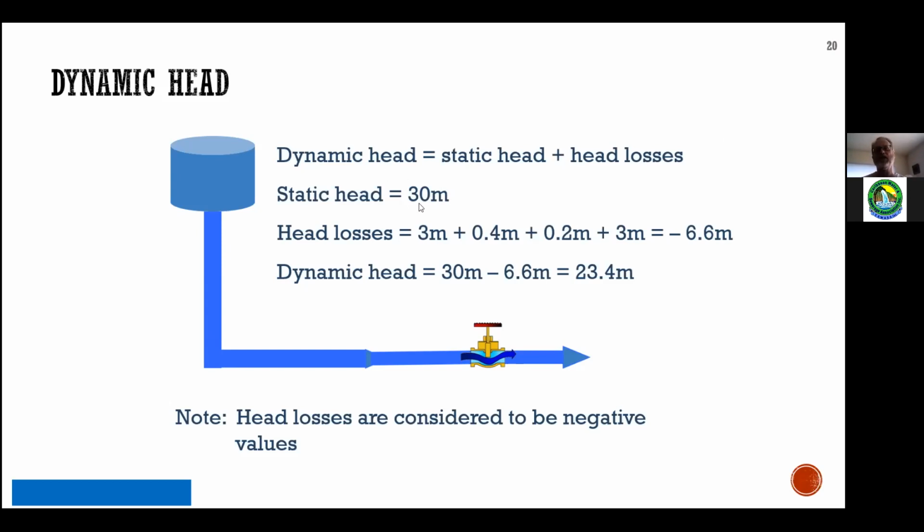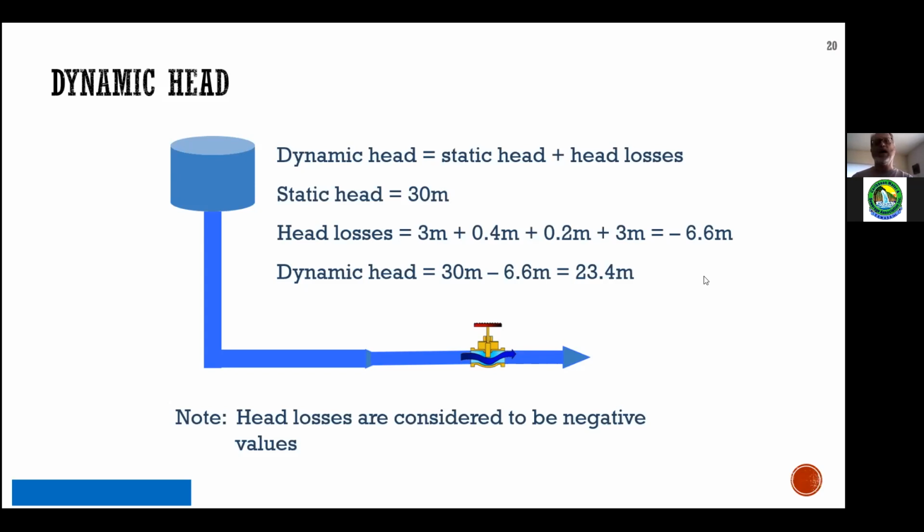So you can see here in the example, 30 meters at static head. But as soon as the water starts moving through the pipeline, now we have head loss. And we have that head loss in a variety of areas, whether it's the bend, whether it's the reducer, or the closed pipe. And so they've actually calculated in this example 6.6 meters of lost energy.